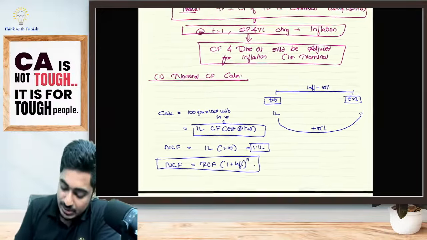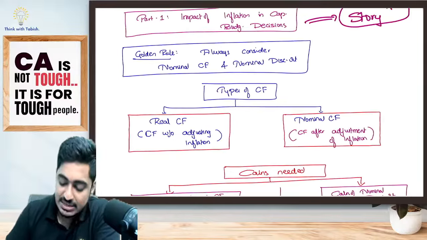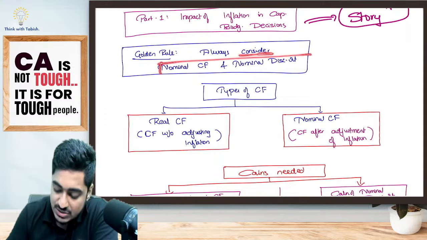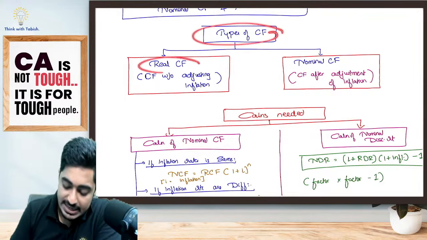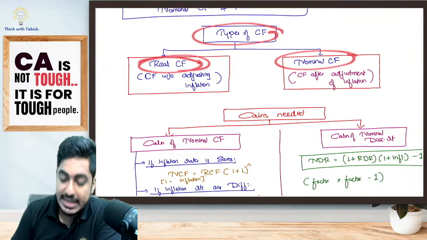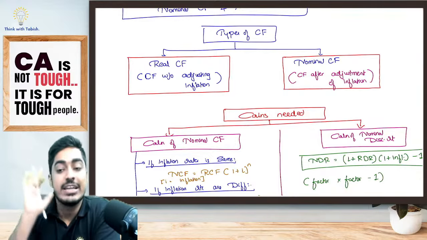So cash flows can be two different cash flows. Look at this simple thing. General rule: always consider nominal cash flow and nominal discount rate. Cash flow can be two different types: real cash flow and nominal cash flow. Real cash flow means I have not considered inflation. Nominal means I have included that inflation.